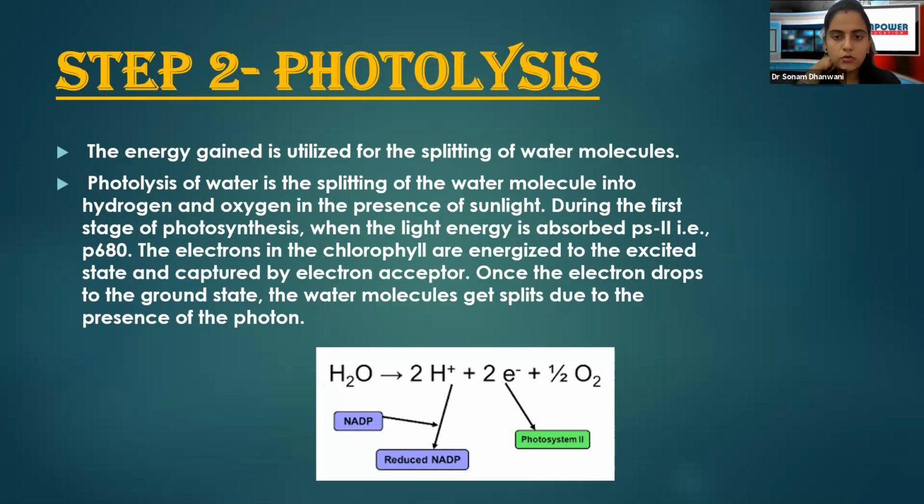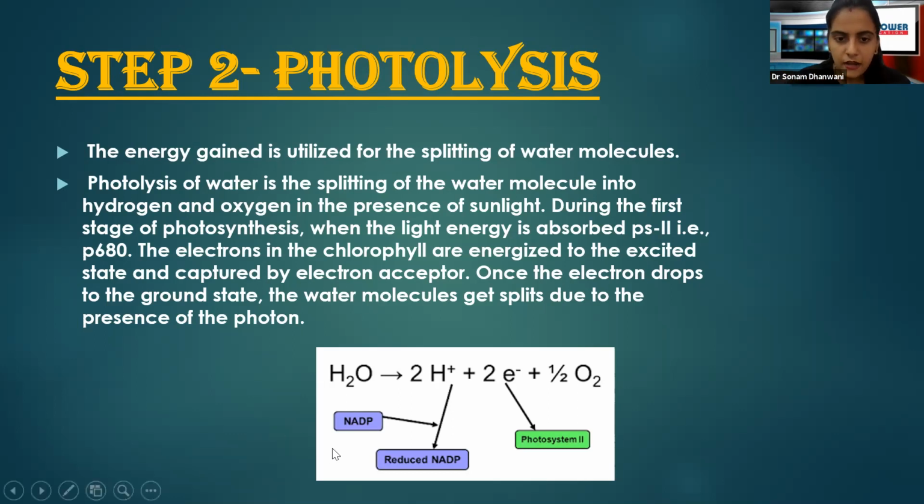Then the water molecules get split due to the presence of photons. Photons are positively charged particles. So what is happening? Water is getting split into hydrogen ions, electrons and oxygen gas. ठीक है, अब क्या हो रहा है, ये जो electrons release हो रहे हैं, these electrons will go back and get continued in the second round of this photosynthesis.